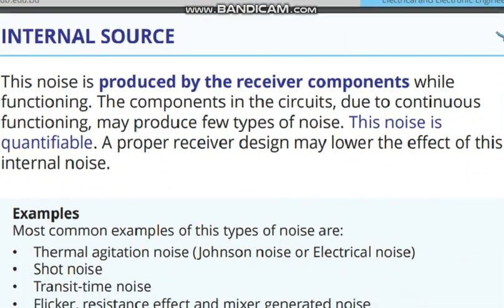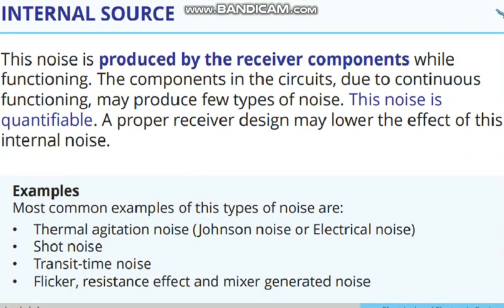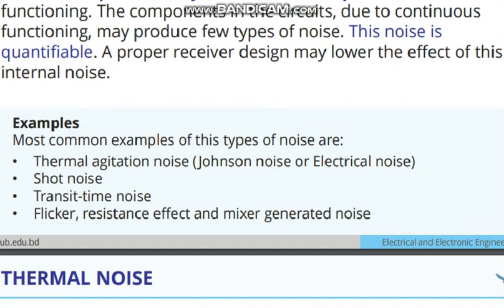The internal source. This noise is produced by the receiver components while functioning. The components in the circuits, due to continuous functioning, may produce a few types of noise. This noise is quantifiable. A proper receiver design may lower the effect of this internal noise. The most common examples are thermal agitation noise, Johnson noise or electrical noise, shot noise, transit time noise, flicker noise, resistance effect noise, and mixer generated noise.